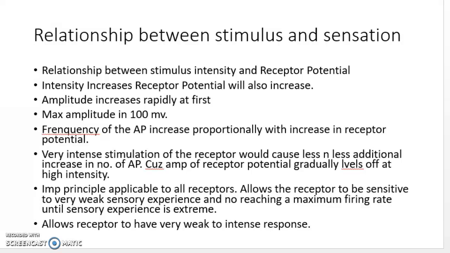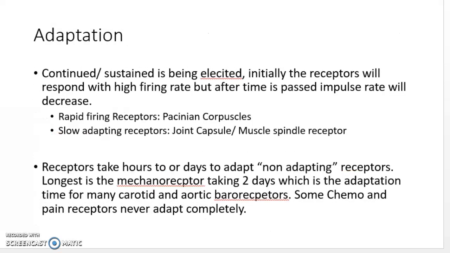So there's an extremely important principle that is applicable to almost all sensory receptors. It allows receptors to be sensitive to very weak sensory experiences and yet not reach a maximum firing rate until the sensory experience is extreme. This allows the receptor to have a wide range of response from very weak to very intense. Let's move on to adaptation.